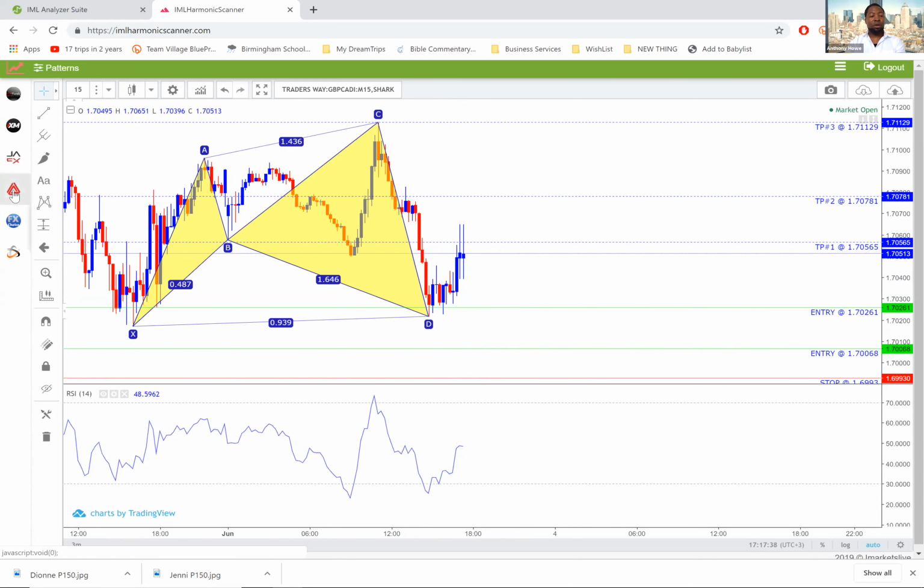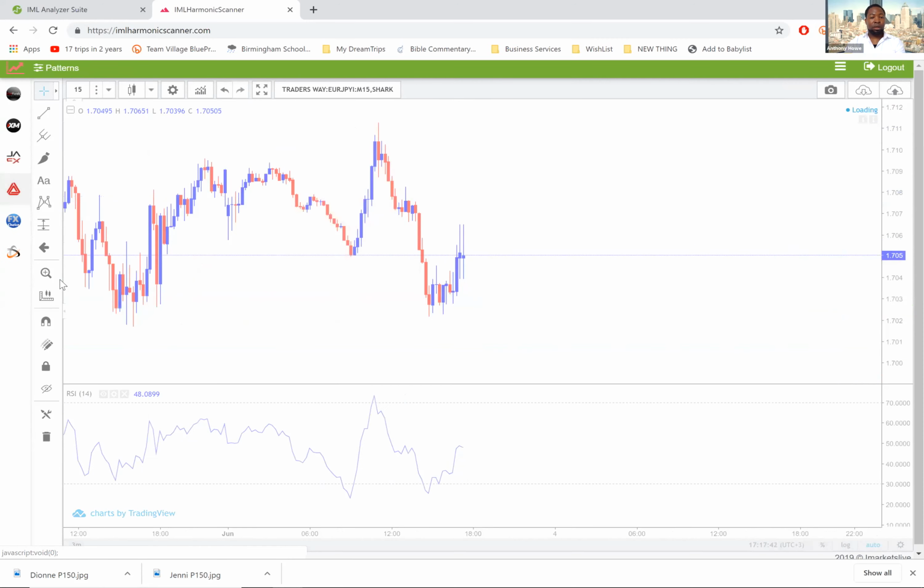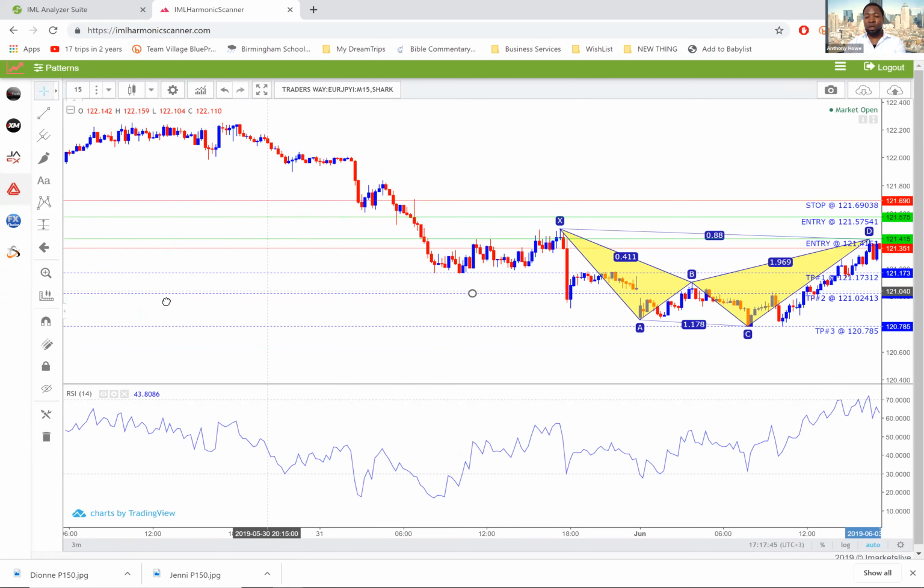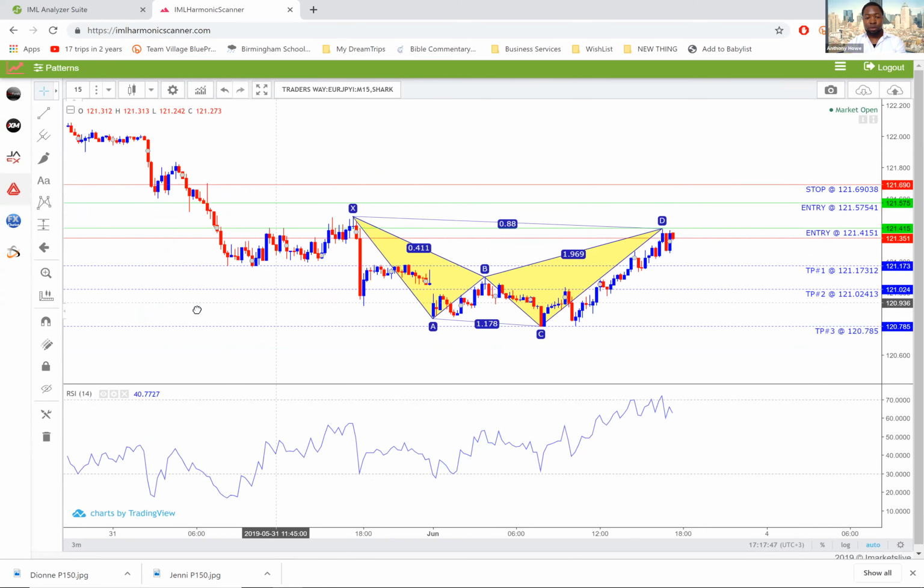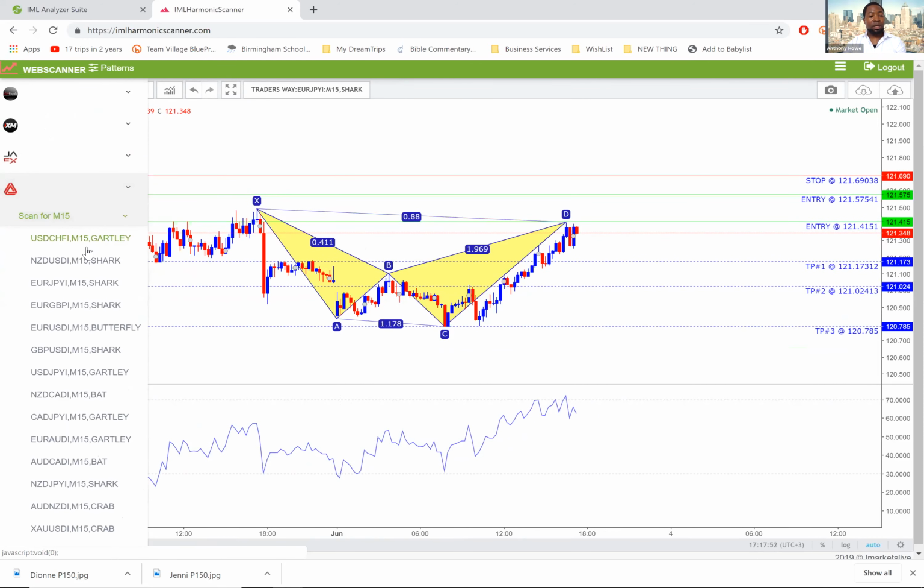Let's look at another example and let's see if it's ready. Let's go back to the EURJPY. So as you can see from the list, let's just go back to the list. As you can see, 2 brand new trade ideas just came to the market. So the Harmonic Scanner has just made 2 brand new predictions right here. Before, EURJPY was at the top of the list, now USD CHF and NZD USD are at the top of the list. So they've just come out. But let's go back and look at EURJPY.